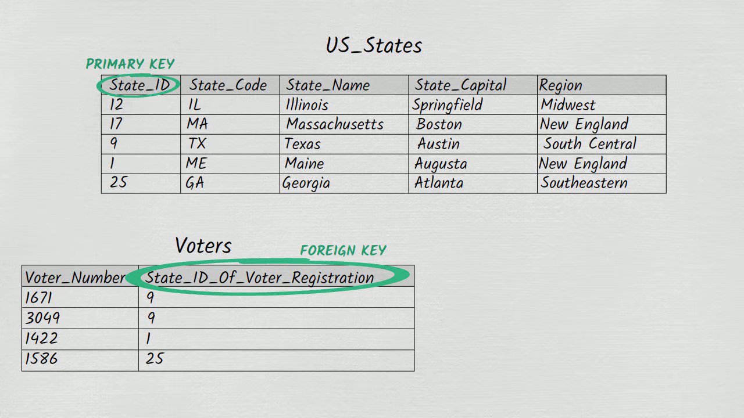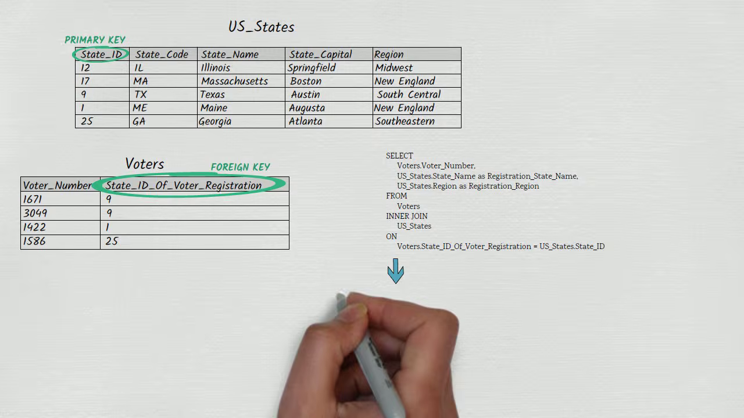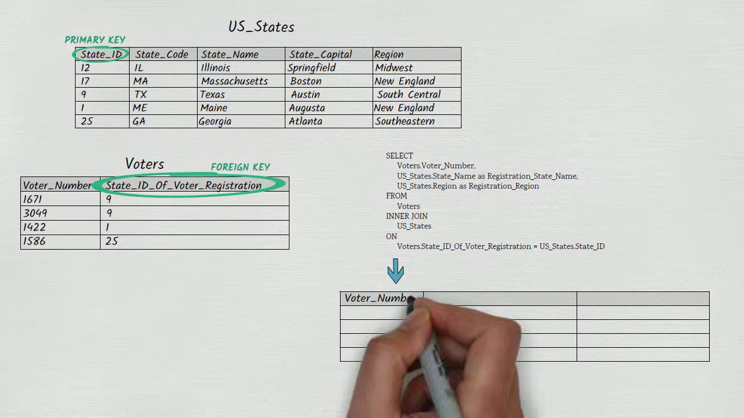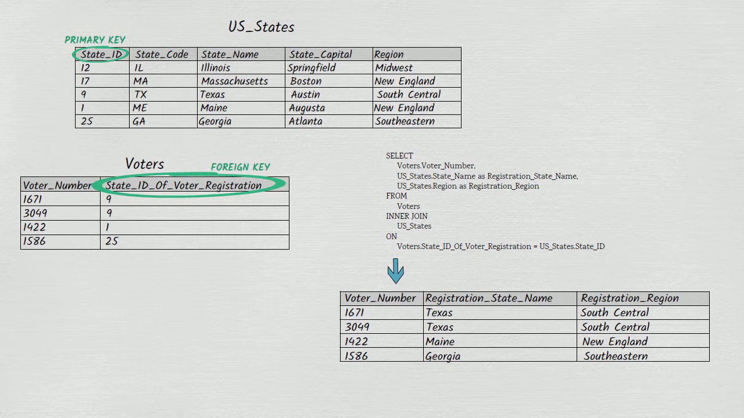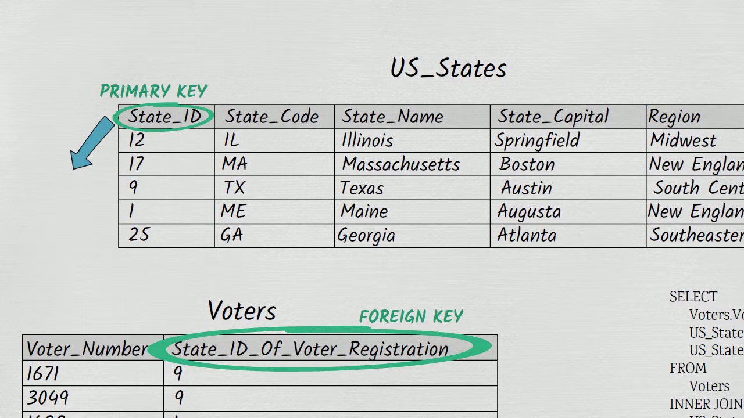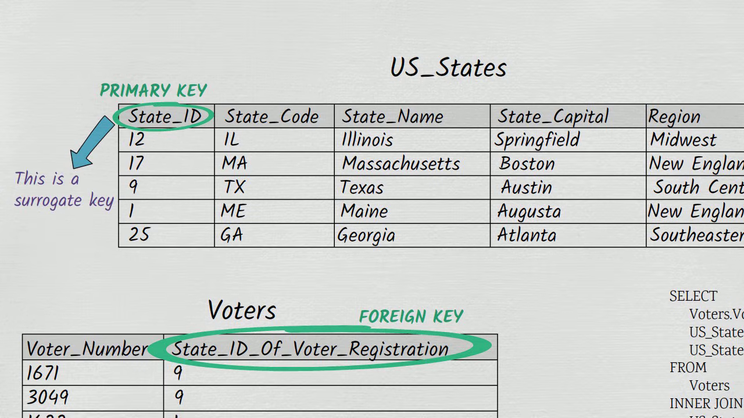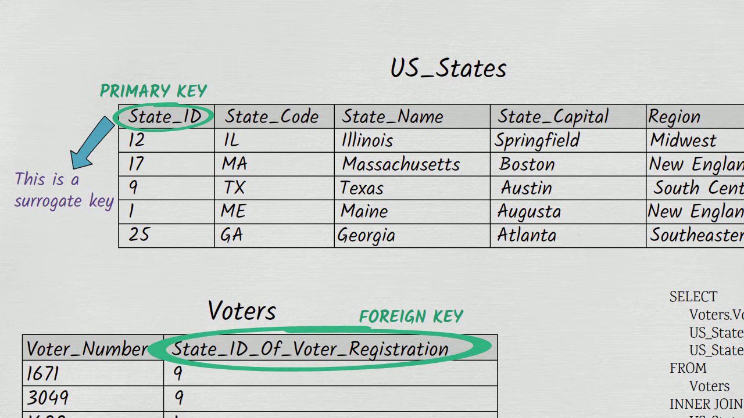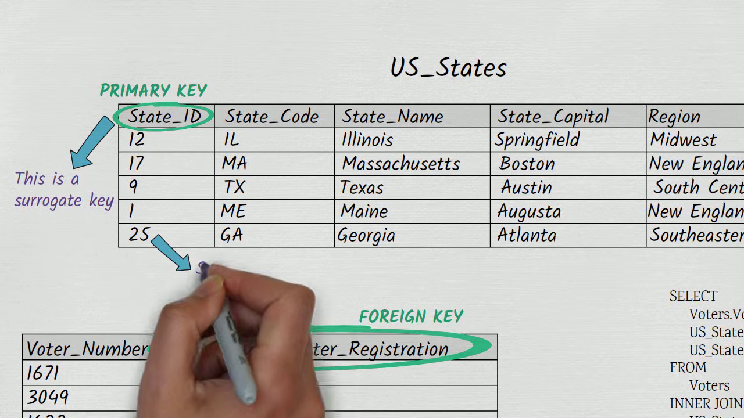If we want to join the voters table to the US states table, our query looks much as it did before, except this time we join on state IDs rather than state codes. The output of the query is exactly the same as before. State ID in this example is what is known as a surrogate key. A surrogate is a thing that stands in for something else. So, for example, in our alternative design, state ID 25 is a stand-in for GA or Georgia.